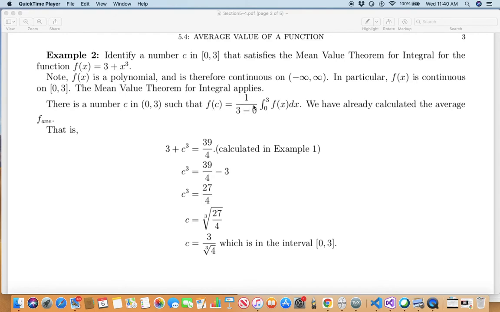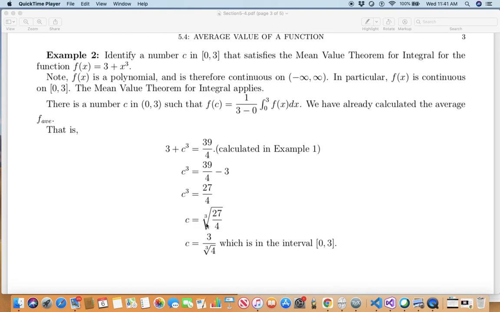So f at c must be the average value. Well, f at c, because of the function rule, is 3 plus c cubed, right? Instead of x, I have c. This integral average value we have already calculated in example 1, that is 39 by 4. I simply move the 3 over. Overall, I get c cubed equals 27 by 4.